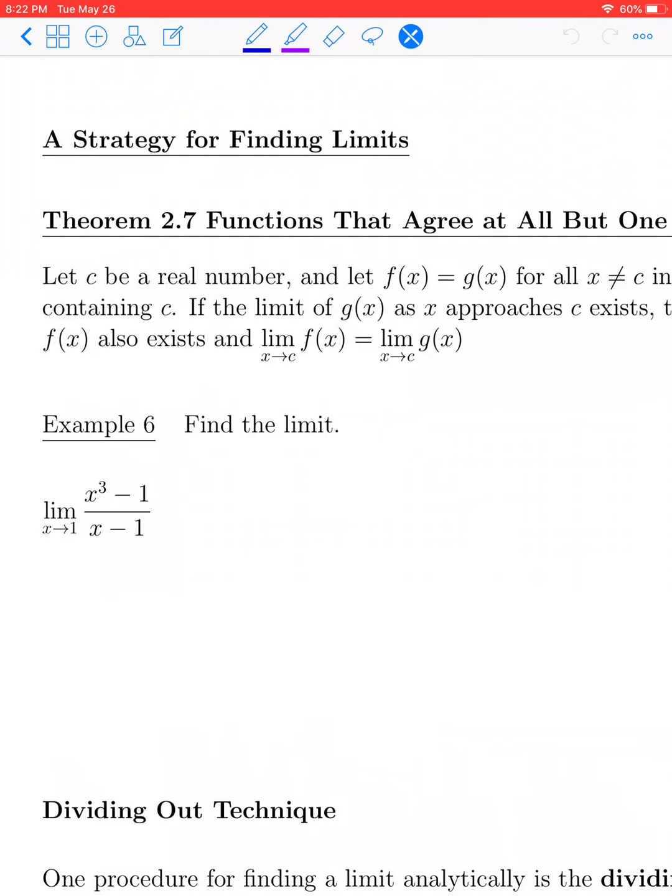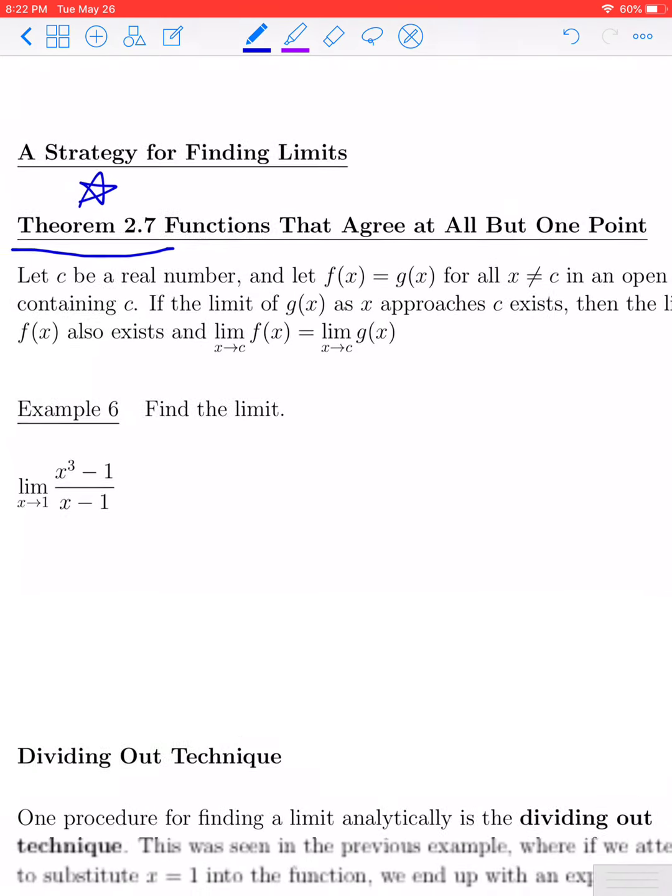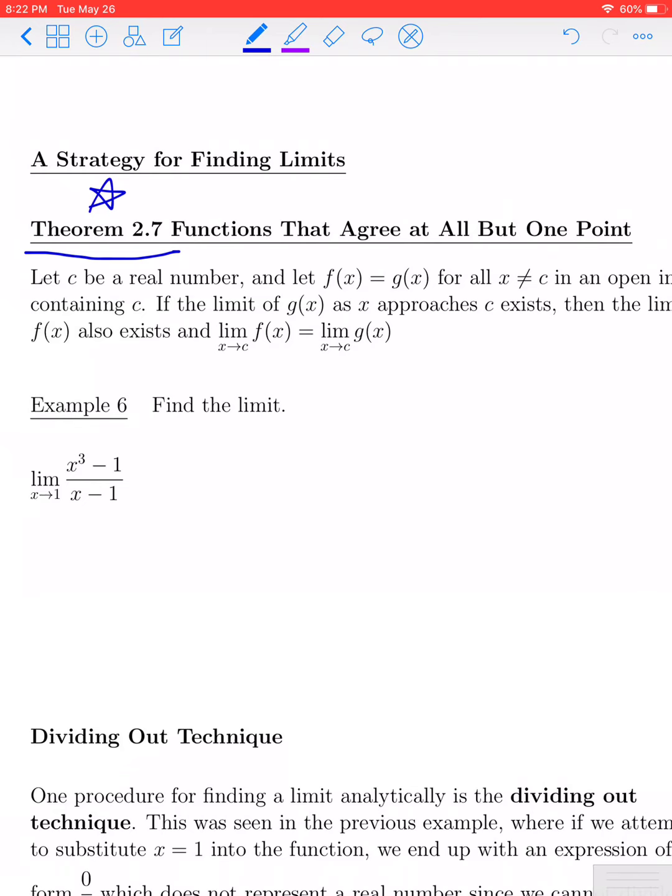The next thing we're going to look at is a strategy for finding limits, and this is Theorem 2.7. This is a very powerful result that will allow us to find a lot of limits by hand without having to do a graphical approach or a table approach. We recall, and we made a big deal about this earlier, that typically the limit as x approaches c of f of x does not depend upon the value of the function at the point c. It's really only saying what the function values are doing nearby c as x gets closer and approaches c from the left and from the right.